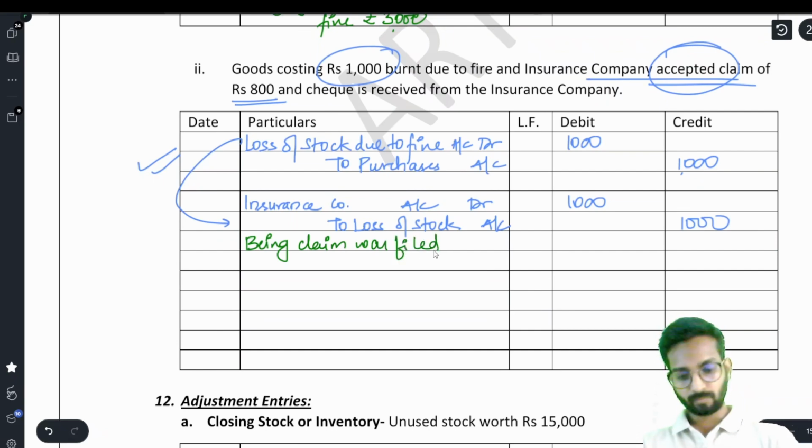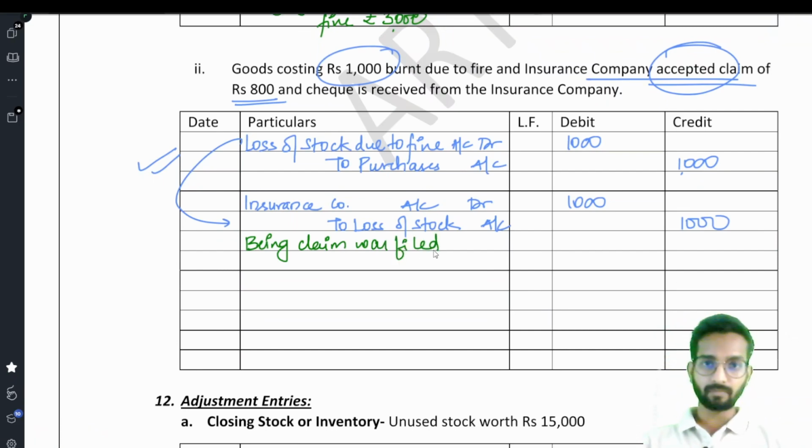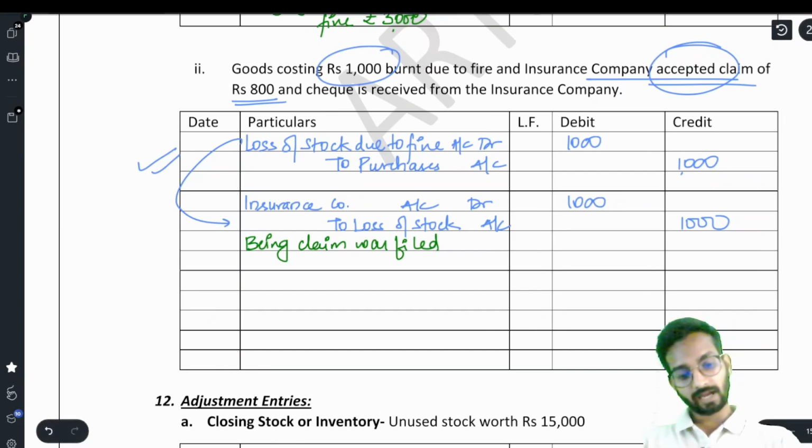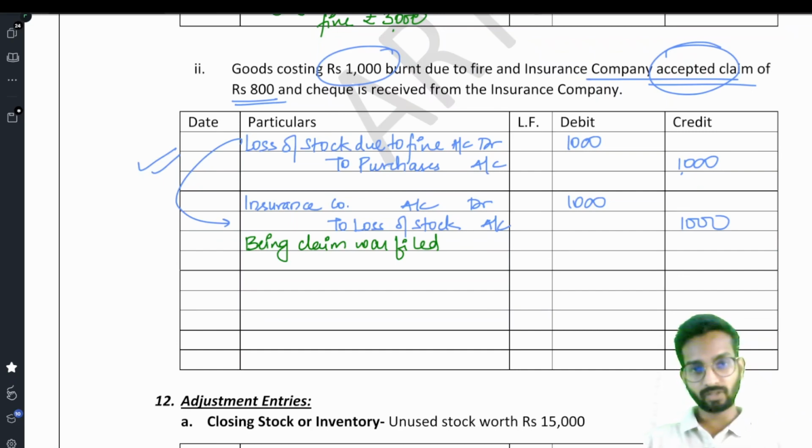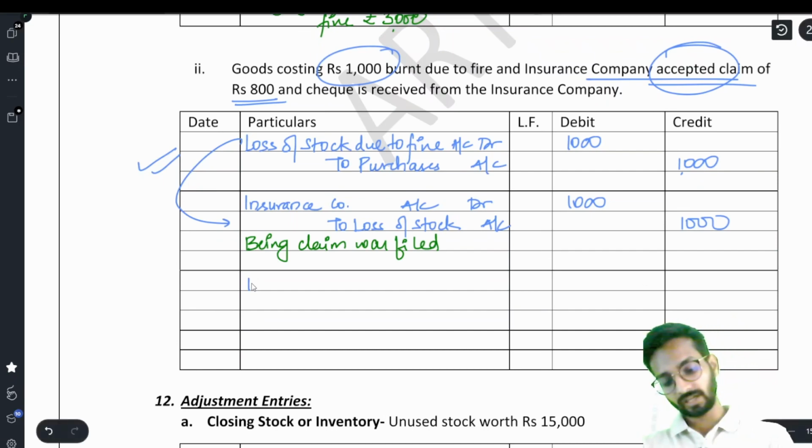filed. But what happened? When I filed the claim, insurance company checked my documents and they checked all the stock. They said we will accept the claim only for 800 rupees, and they gave me the check for 800 rupees. It means I will receive only 800 rupees from insurance company. But I thought they will give me 1000 rupees. It means I incurred a loss of 200 rupees, and we know whenever there is a loss we will debit it.